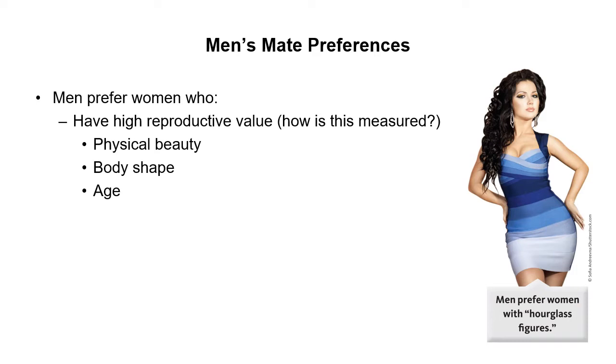So as a result, and we can look throughout evolutionary history even before humans, the female of a species has a greater initial investment.